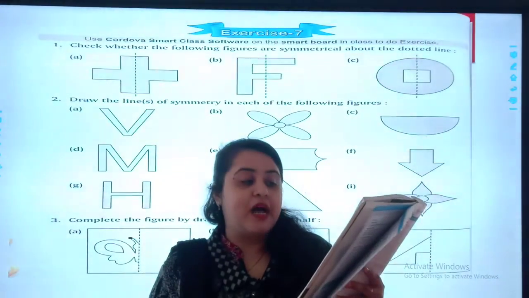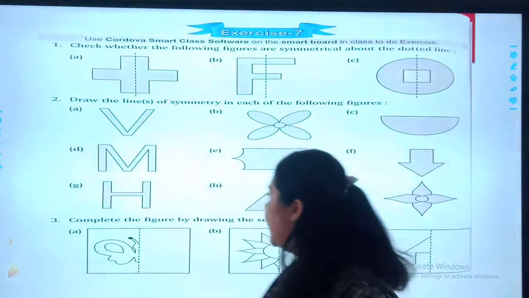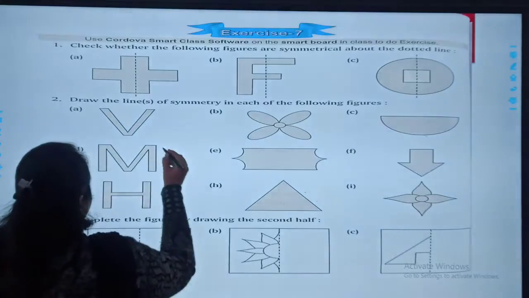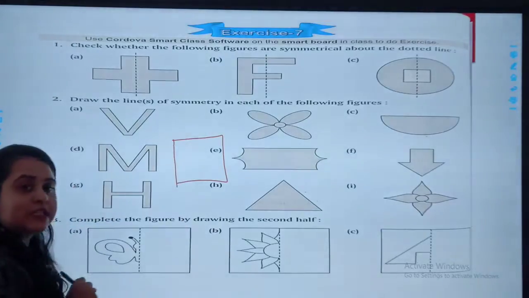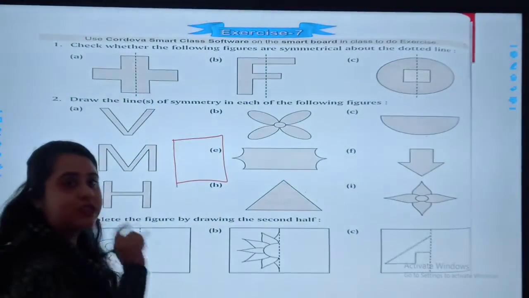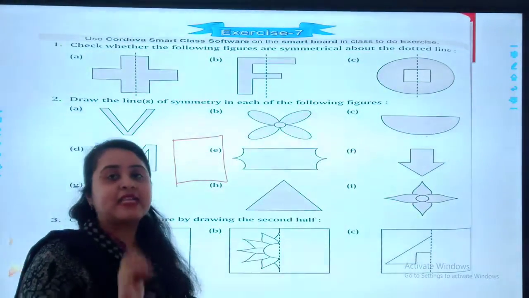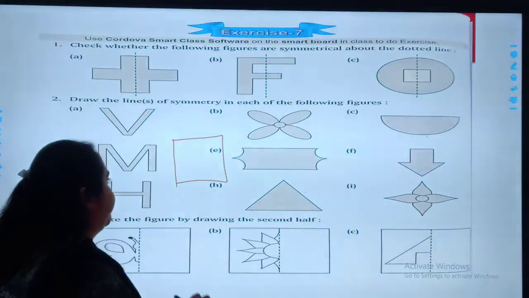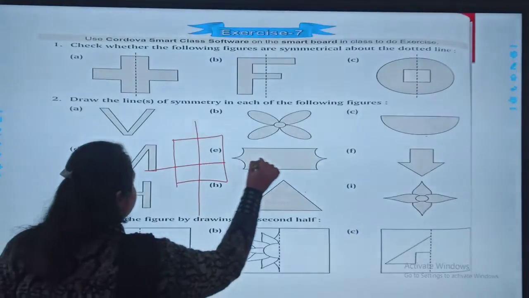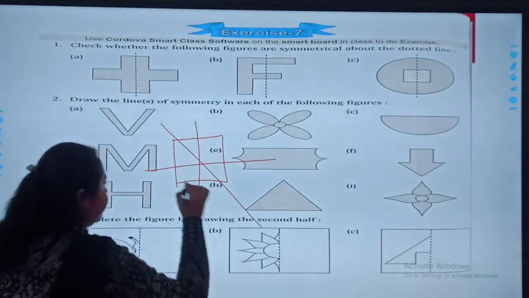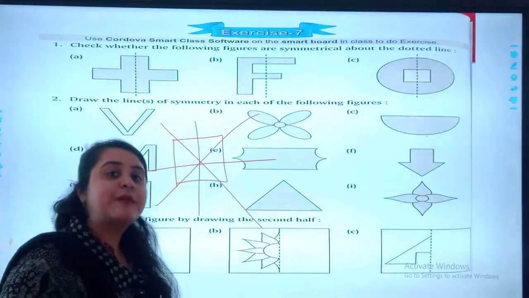geometrical shapes. A square has 4 lines of symmetry. Let me draw one square. Here is a square. Let's count the lines. You can see this in the diagram also. A square has 4 lines of symmetry. This is a square. 1, 2, 3 and 4. These 4 lines are lines of symmetry.